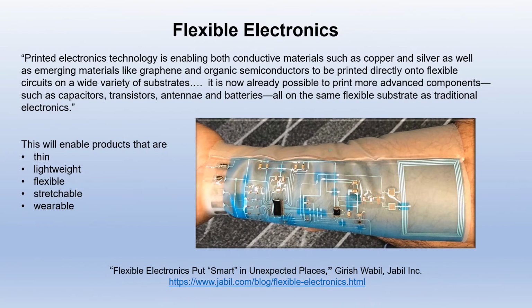Flexible electronics is a new buzzword enabled largely by graphene. Printed electronics technology is enabling both conductive materials such as copper and silver, as well as emerging materials like graphene and organic semiconductors, to be printed directly onto flexible circuits on a wide variety of substrates. It is now already possible to print more advanced components such as capacitors, transistors, antennae, and batteries, all on the same flexible substrate as traditional electronics.